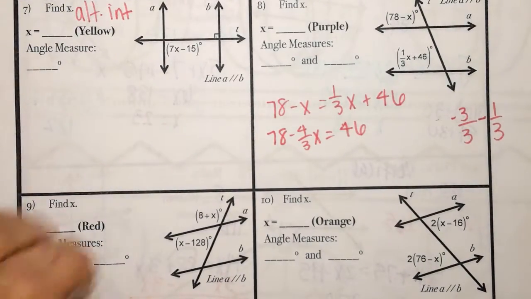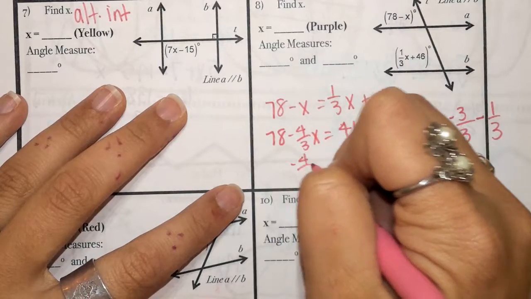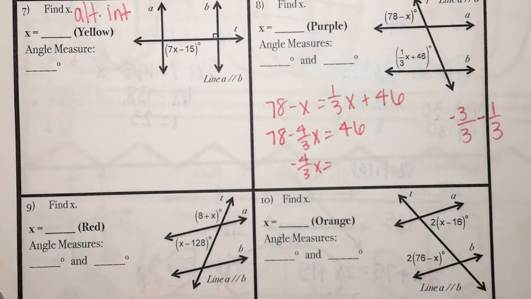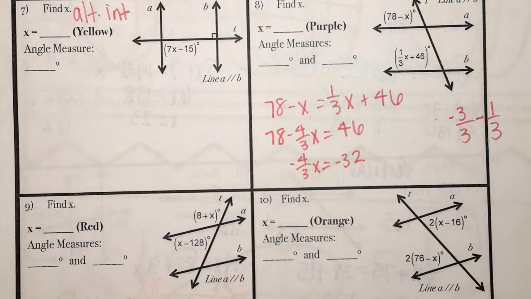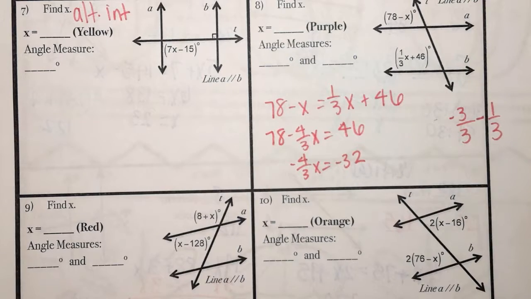I would subtract 78 from 46. Yep, and you would get -4/3 x equals what? I don't have a calculator up here. Negative 32. Okay? Now what would you do? Divide by negative 4. Or you could just multiply by the reciprocal, but yes. Divide both sides by -4/3. And when you're putting it in your calculator, you have to put that fraction in parentheses. So you would do -32 divided by parentheses -4/3. You should get 24. Okay.